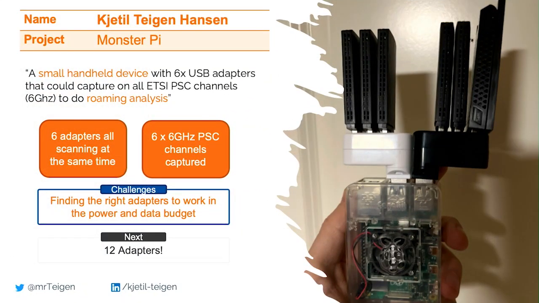We've got the Monster Pi here, small handheld device with 6 USB adapters, and you'll see what he's up to next is trying to push this thing to 12 adapters. But the cool thing with 6 adapters that he said was 6 USB adapters allows them to capture all the 6 gigahertz PSC channels and the ETSI domain. So that's a handy use case right there if you're doing any kind of stuff in 6 gigahertz.